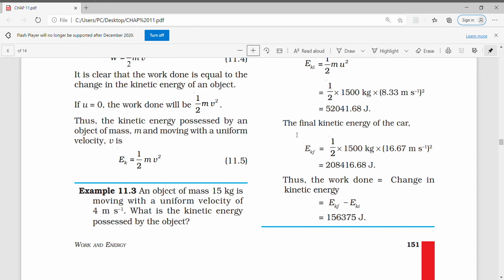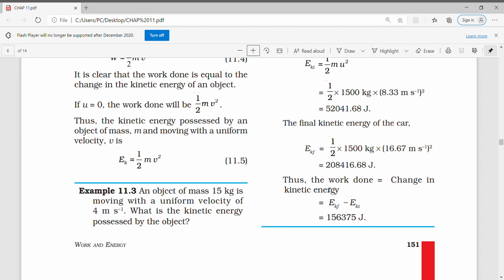Similarly, let us find out final kinetic energy of the car. This will be half mv square. So here, as you know, v is 16.67. So using that, we are getting this as the final kinetic energy. This is 2 lakh 8,416.68 joules. So how to find out the work done?